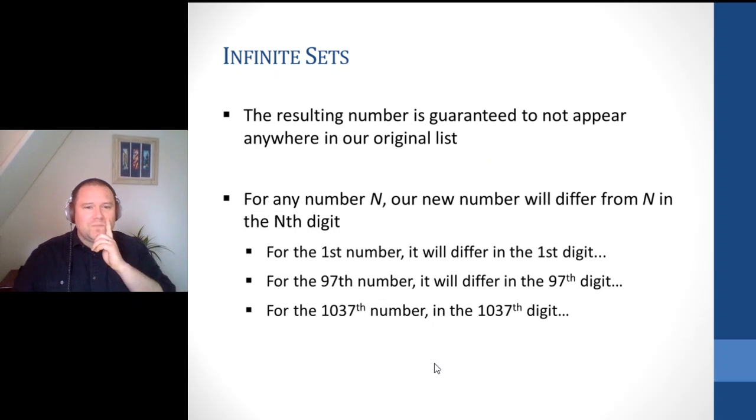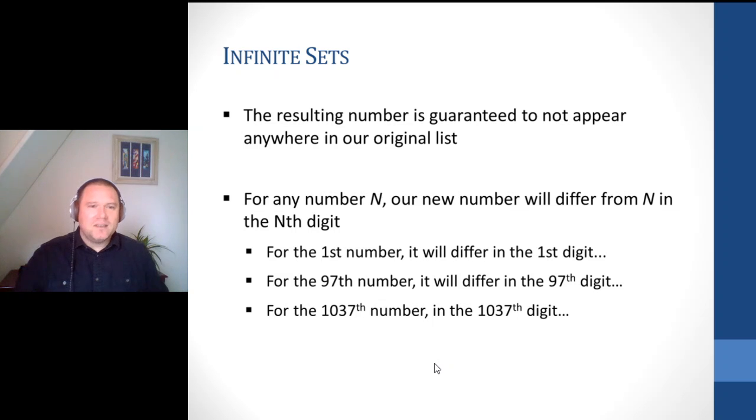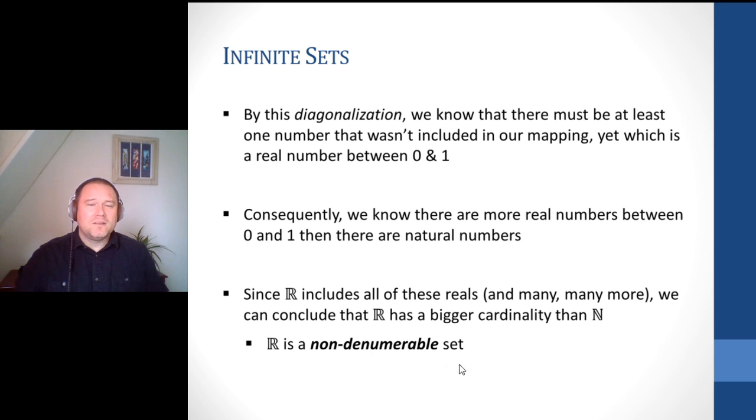Because what we've shown by doing this is there's guaranteed to be some number, no matter how long you make that countably infinite list and try and do that mapping, there's always going to be a real between 0 and 1 that isn't going to be able to be mapped to a natural number. So by this diagonalization, we know there must be at least one number that wasn't included in our mapping, which is a real number between 0 and 1. Consequently, we know there are more real numbers between 0 and 1 than there are naturals.